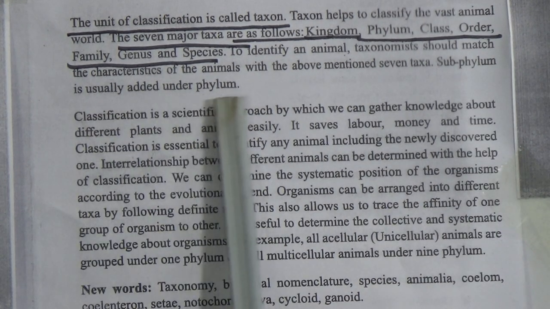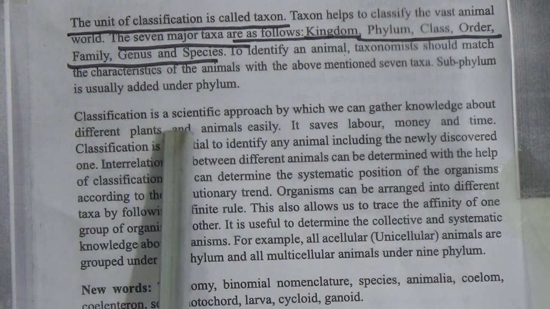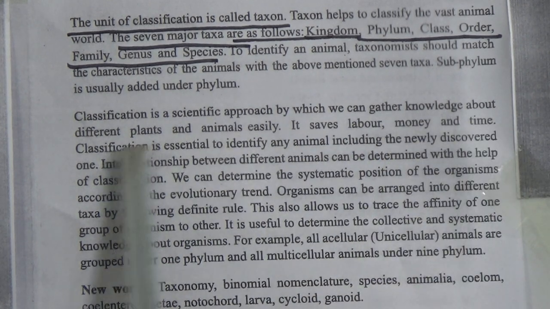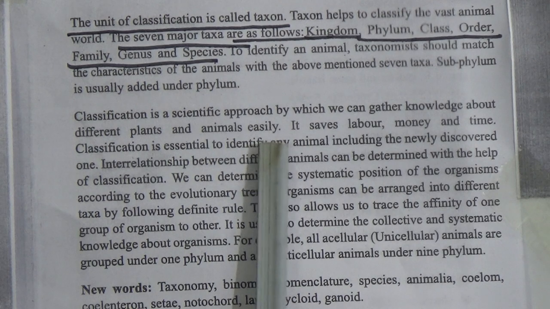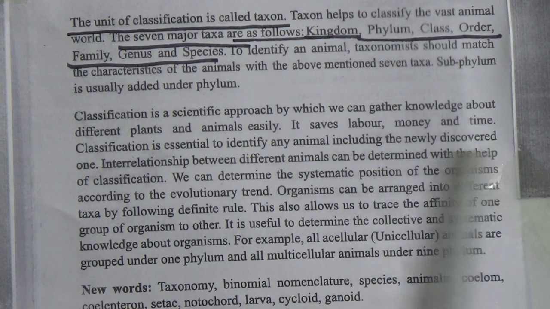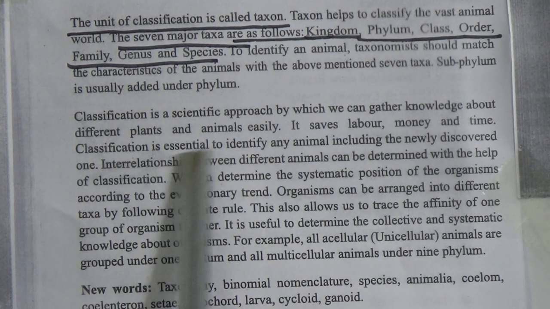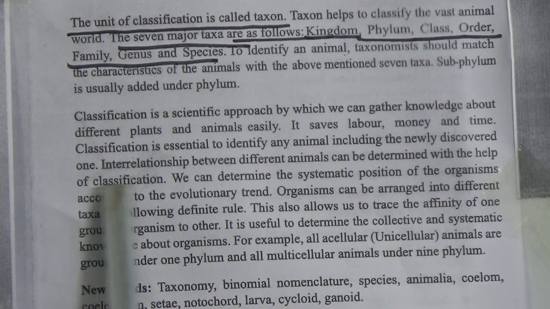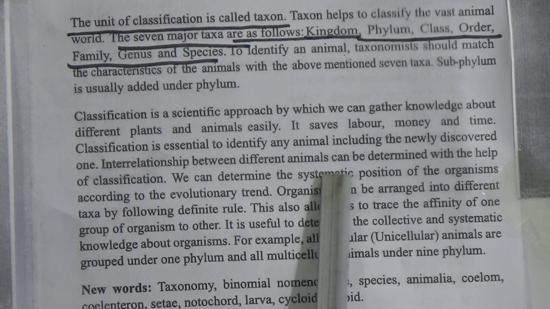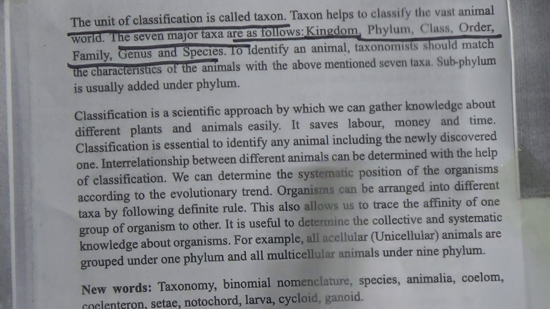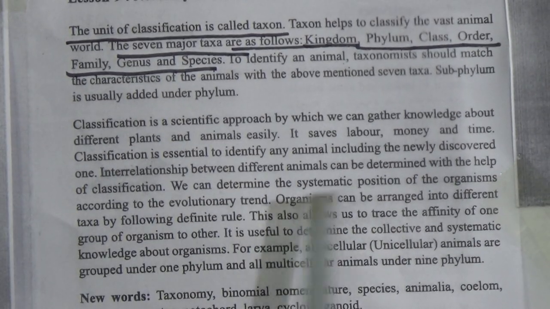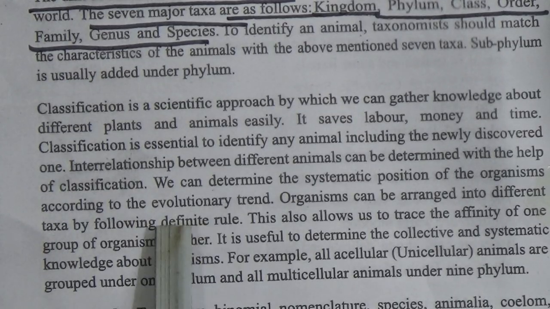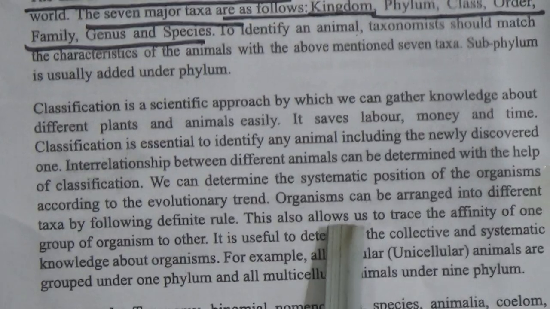Subphylum is usually added under phylum. Classification is a scientific approach by which we can gather knowledge about different plants and animals easily. It saves labor, money and time. Classification is essential to identify any animal, including a newly discovered one. Interrelationship between different animals can be determined with the help of classification. We can determine the systematic position of the organism according to the evolutionary trend.